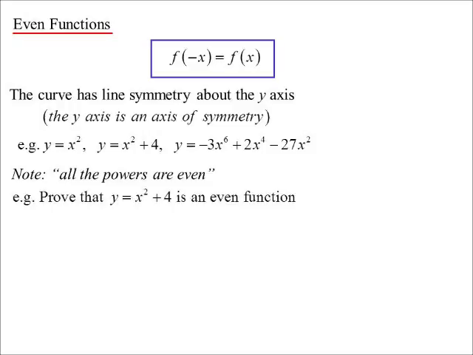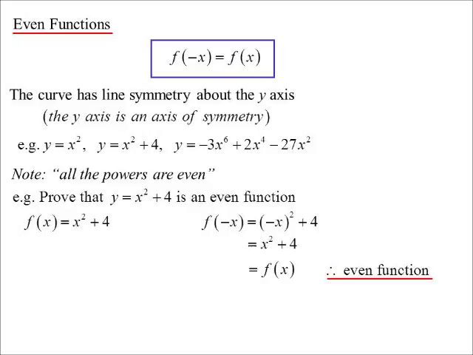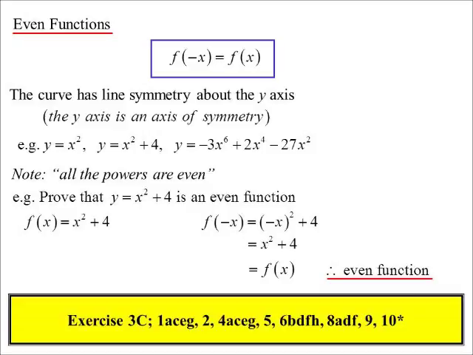Let's prove x squared plus 4 is indeed even. So f(-x), well when I square negative x, I get x squared. So f(-x) is the same as f(x). Yes, therefore we do have an even function. That's it for today. Nice quick one.